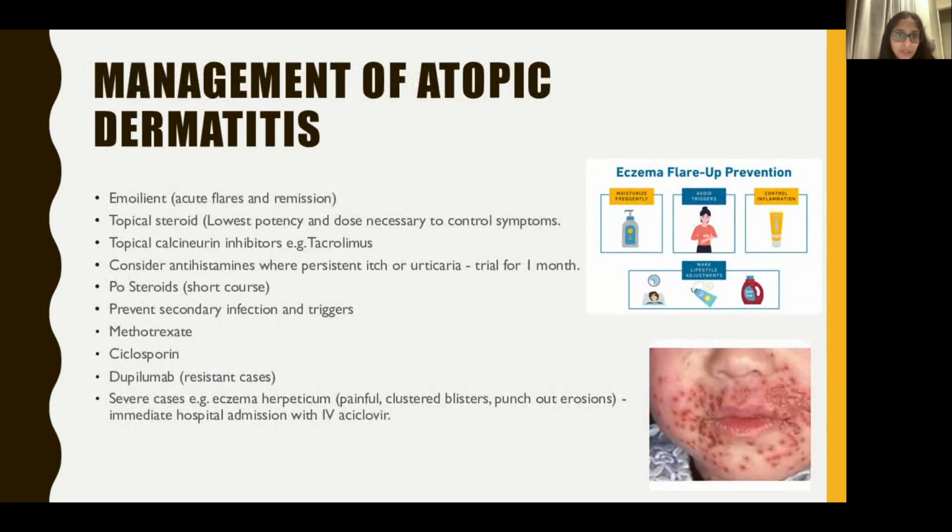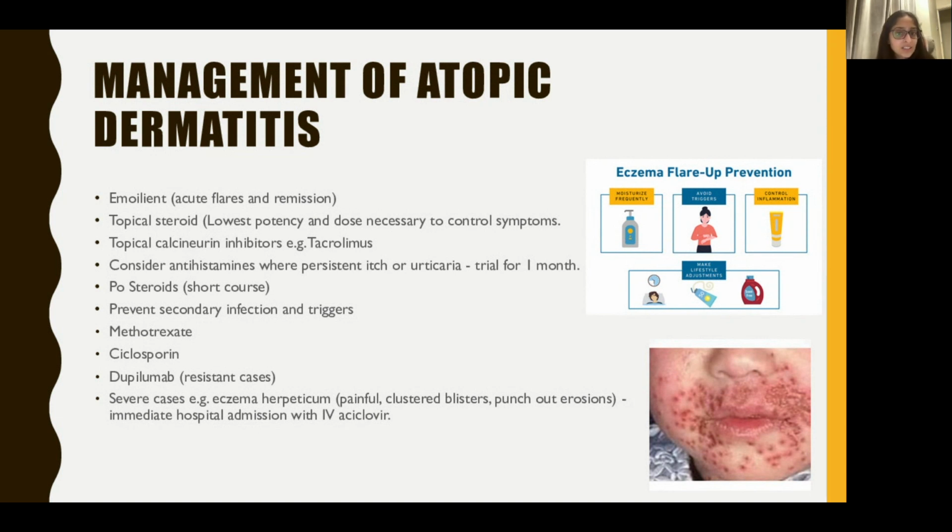So in terms of management of atopic dermatitis, emollient is the main thing, and even during remission, patients need to use emollients regularly. We can prescribe things such as Zerobase for this, and we want to ensure that the patient is using this multiple times a day. We can also give topical steroids during a flare-up. We would need to use the appropriate potency and dose necessary to control the symptoms. It's important that we give it for around a 2-week period and then taper it off.